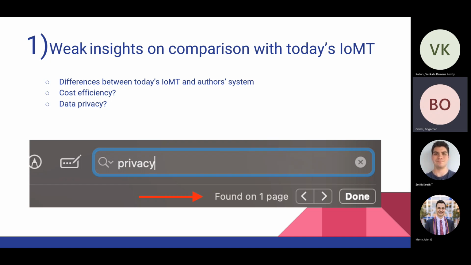So one of the weaknesses is that they don't really do a deep dive into the concern of privacy. As you can see in the bottom image, I took a screenshot of the search for the keyword privacy in the whole paper, and I was only able to find one place where privacy was mentioned, and that was, unfortunately, the citation part. The authors didn't even mention privacy in their introduction or abstract.